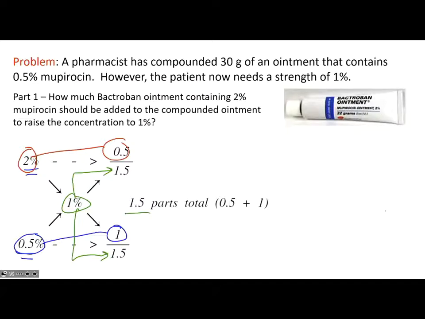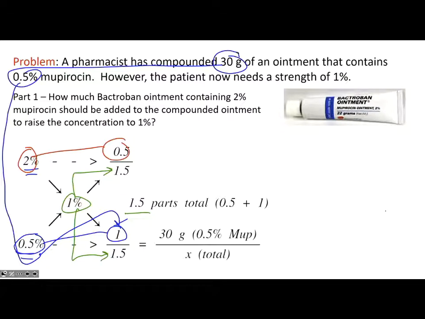So far, same sort of thing. The only trick now is where do I go from here? Because I need a weight. I actually need a weight. What is the only other thing that I know? That I have 30 grams of 0.5%. Does that make sense? We have 30 grams of the 0.5%. So remember that weight, what is 0.5%? That weight is the same as that 1 part.